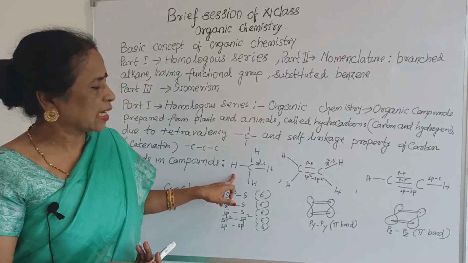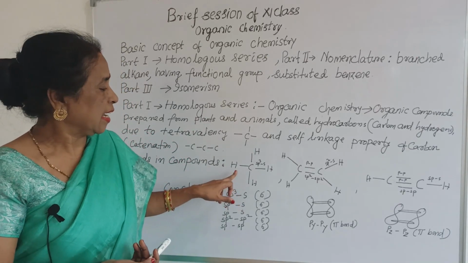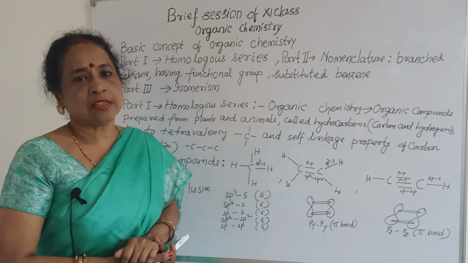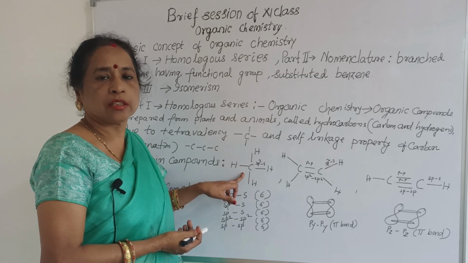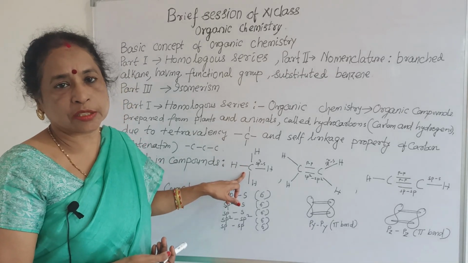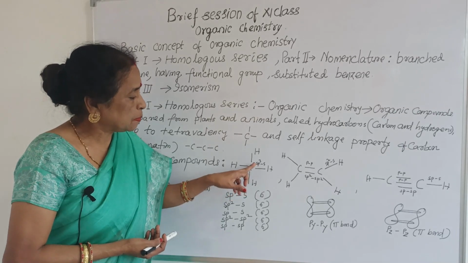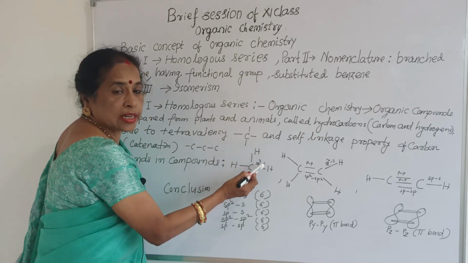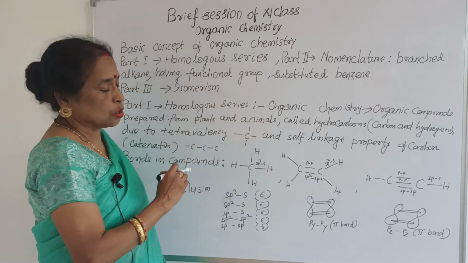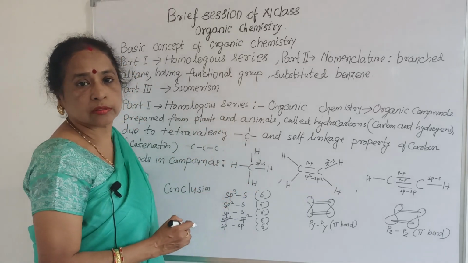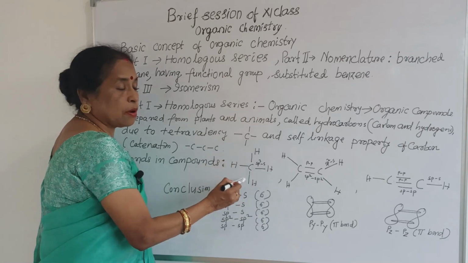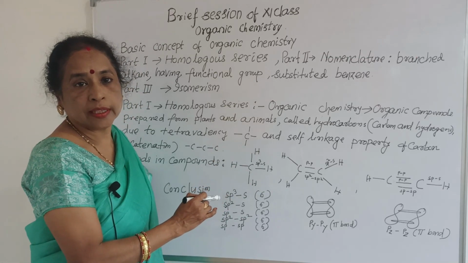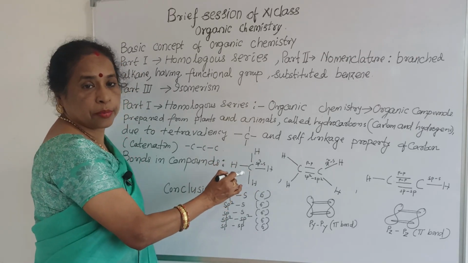For example, take methane. In methane, there are 4 sigma bonds present, and this carbon undergoes sp3 hybridization. So, the sp3 hybrid orbital of this carbon overlaps with the 1s orbital of hydrogen, so it forms a sigma bond. Similarly, these 4 bonds are formed by sp3-s overlapping. This is the structure of methane.